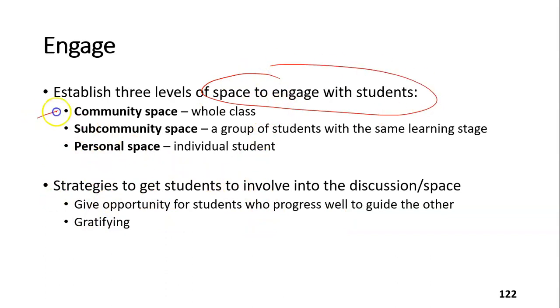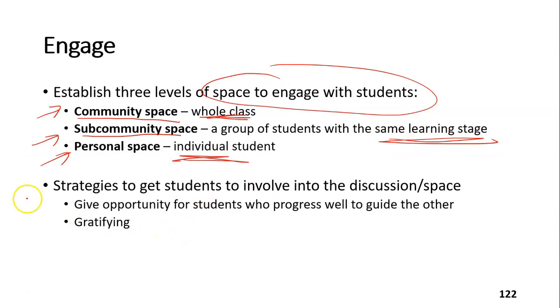So there are three levels. First is to build a community space, so this is for the whole class, as we said before. Then we have a subcommunity space, so this is with the same learning stage. And an individual space, for the individual student. At the same time, we need two more strategies. After we group them together and create a space, we have to make sure they interact with each other.